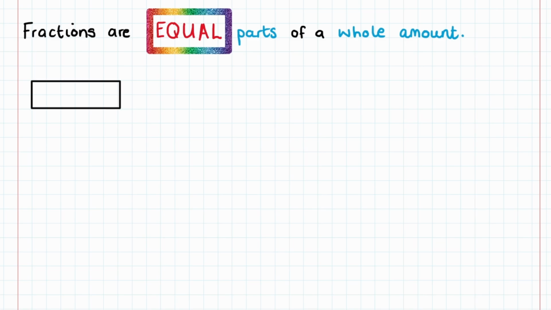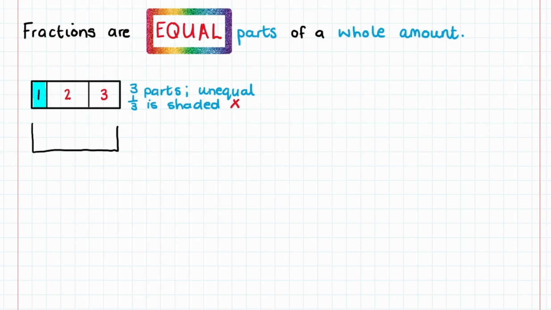So in this first rectangle, I have divided it up into 3 parts. However, you can see that they are unequal. So this means that if I were to shade in one out of the 3 parts, it would be incorrect to say that 1/3 is shaded since not all the parts are the same size.